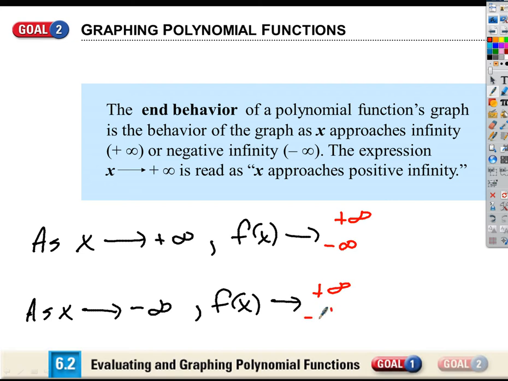And the same thing is going to be true as x approaches negative infinity.